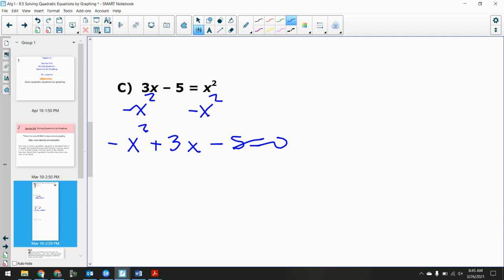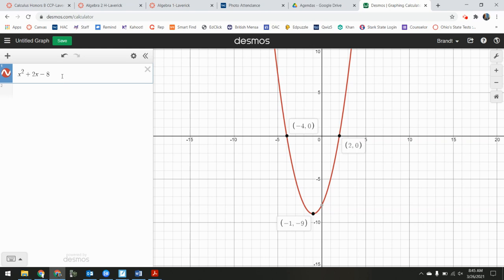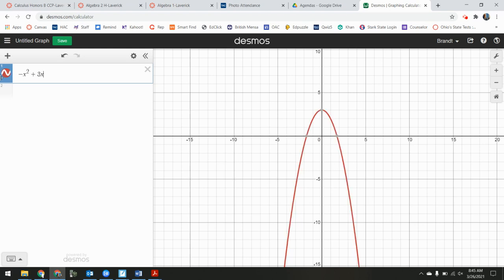Negative x squared plus 3x minus 5. What do you notice about this? It doesn't have any zeros. Did you forget the negative in front? Yeah. It doesn't have any zeros. So if the test asked you, where are the zeros, what would you say? You'd say none. There are no zeros.